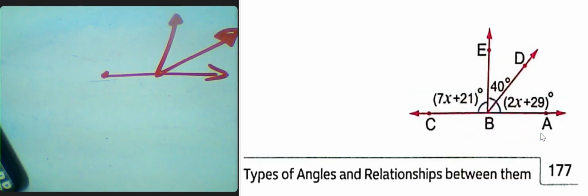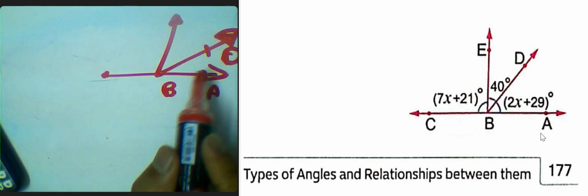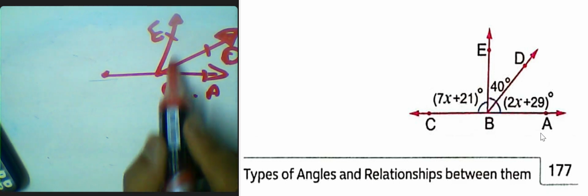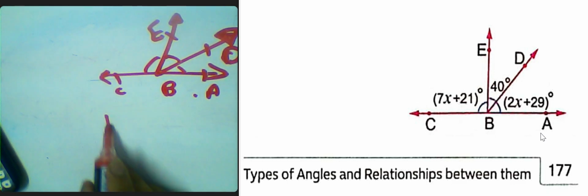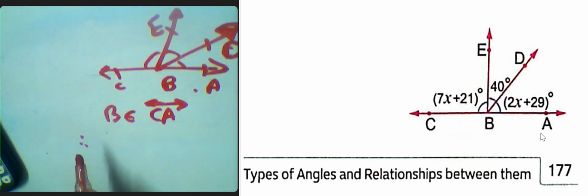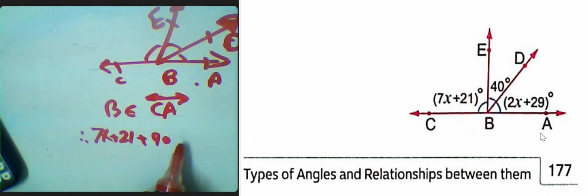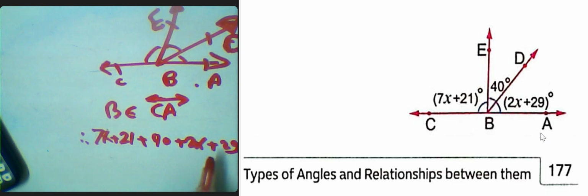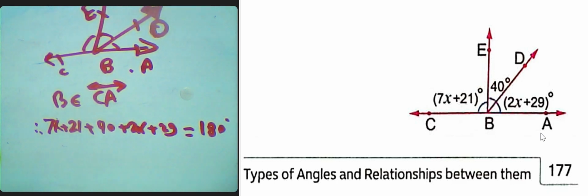We know the measure of angle ABD plus the measure of angle DBE plus the measure of angle EBC, the sum of these three angles equals 180 because B belongs to the straight line CA. Then we can solve this equation: 7x plus 21 plus 40 plus 2x plus 29. The sum of all angles here equals 180.